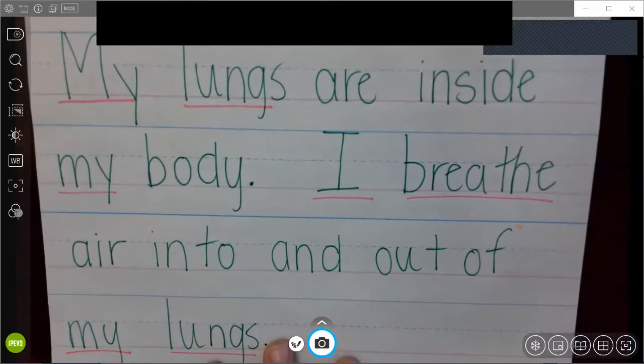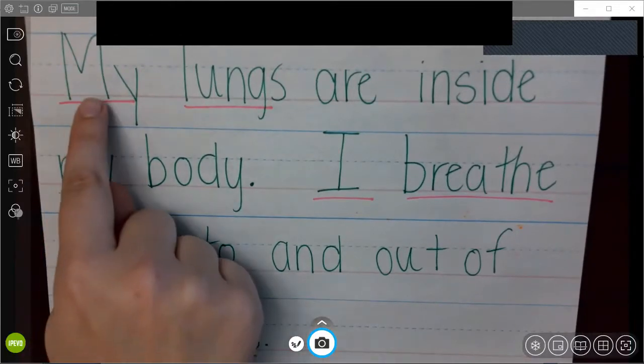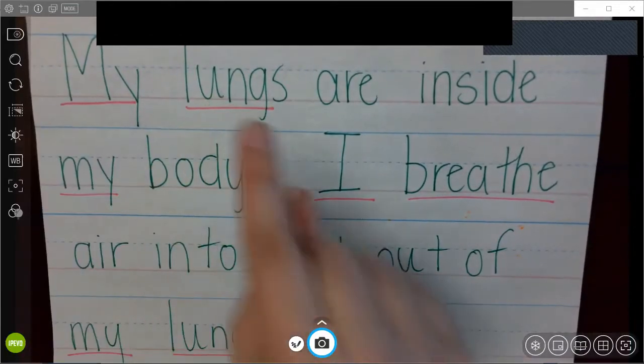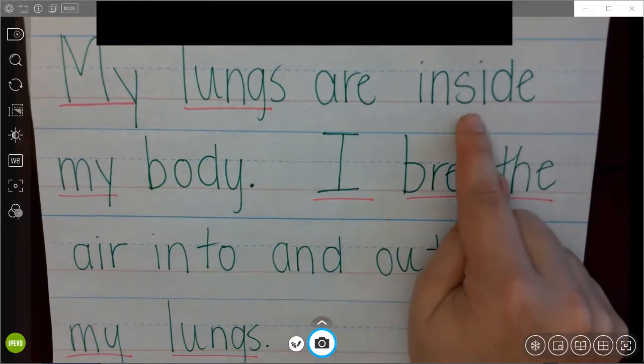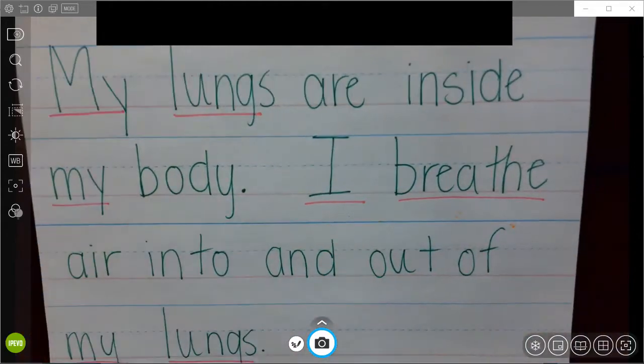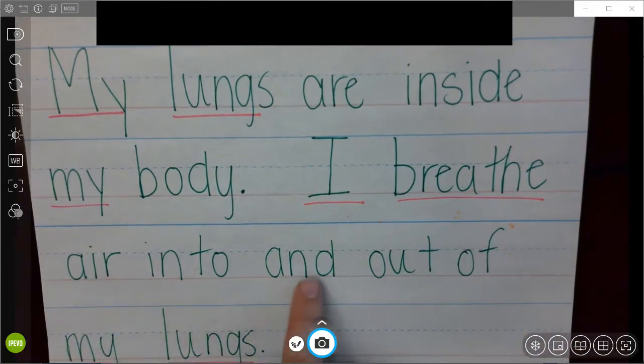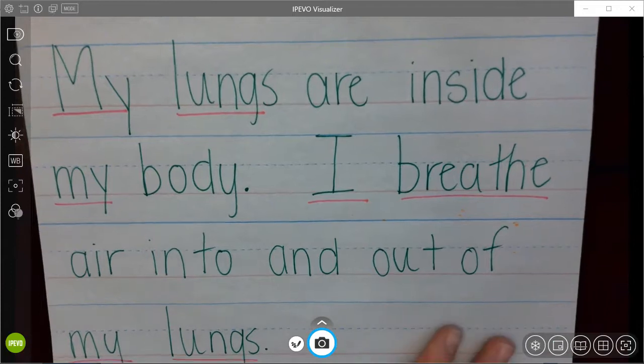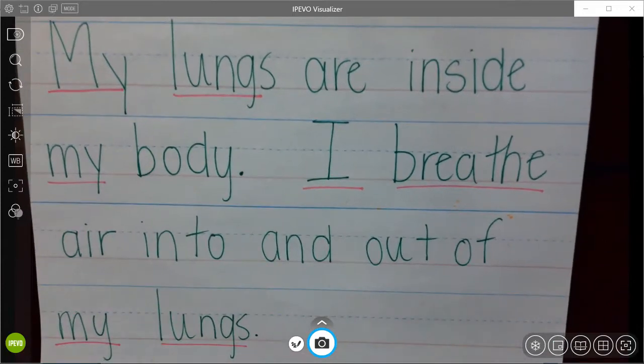So let's look at our daily message to see if we can see it. Our sight words, our red words, and our new vocabulary words. So today, our daily message is: My lungs are inside my body. I breathe air into and out of my lungs. I see two red words. See if you can see the two red words.